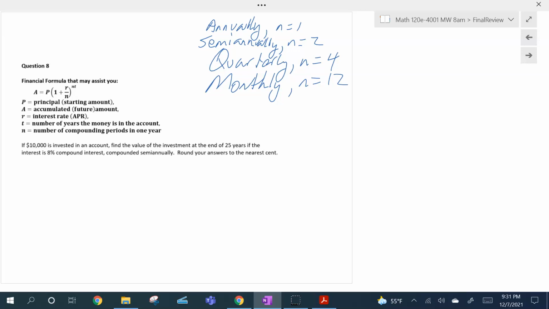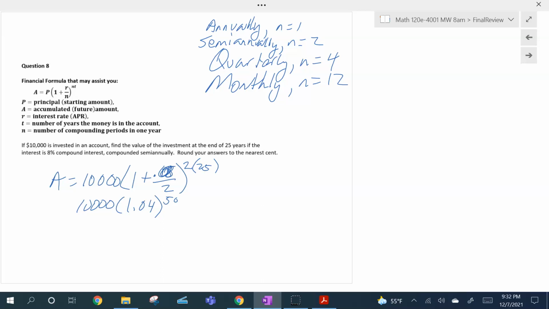Alright, so let's do this here. We've got P, 10,000 bucks put up front. What's the account balance if it's compounded semi-annually? 8% is our rate, that's 0.08. Semi-annually, so twice a year, 2 is our n, for 25 years. So we've got 10,000 times 1 plus 0.08 divided by 2, which is 0.04. So 1 plus 0.04 is 1.04 to the 50th.